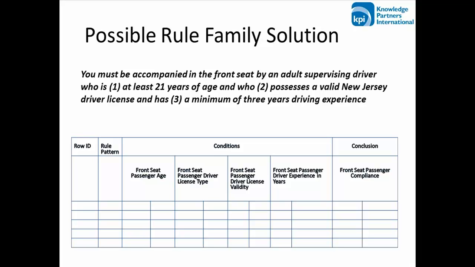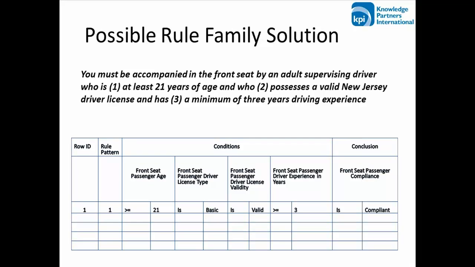And by the way, that happens all the time, as you know if you've done business rules: you read a statement and there are things implied in it that you have to pull out. So when we do that, here's our first row. We have a front seat passenger age greater than or equal to 21, and they have a basic driver's license, not a probationary one, and it's valid, which by itself I don't know what that means. I suppose it means it's not expired, but maybe it means other things, like it's not suspended. We may have a dependent rule family for that one, but right now we don't. And they have more than or equal to 3 years of experience, then they are compliant.